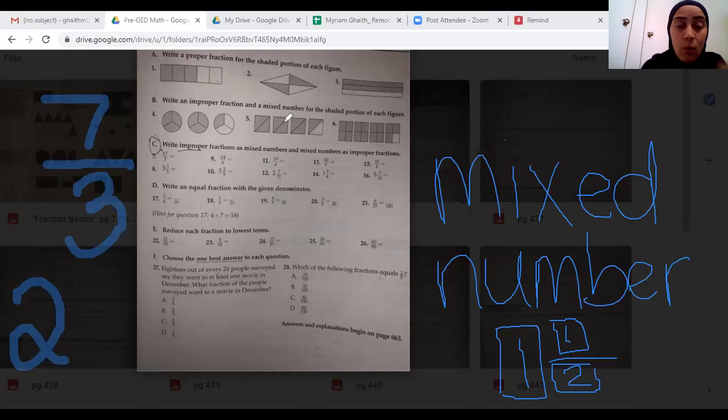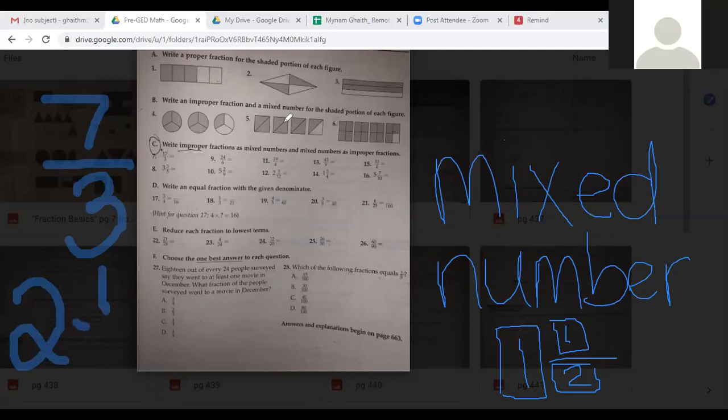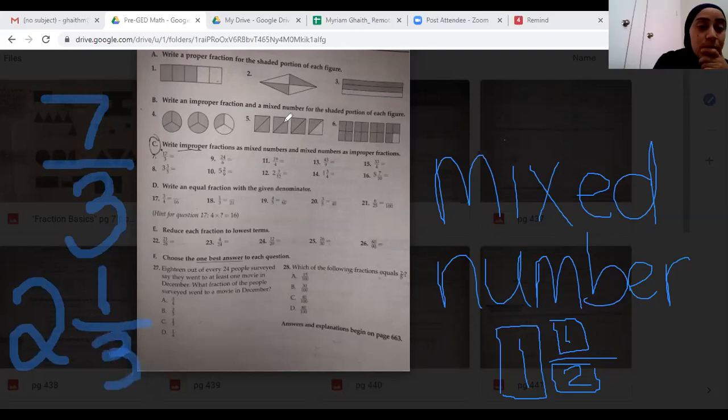Now, what's remaining is going to be your numerator. What is remaining when I multiply 3 by 2? I get 6. What's left? 7 minus 6 equals 1. And 3. Does my denominator change? No. The denominator will not change. Going from an improper fraction to a mixed number, the denominator stays the same.